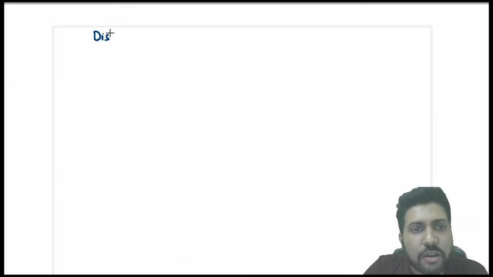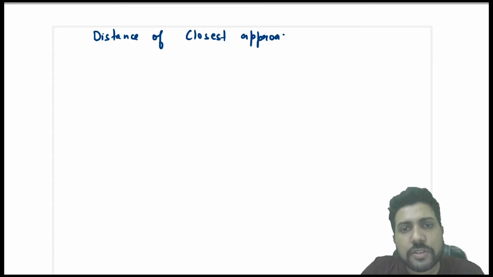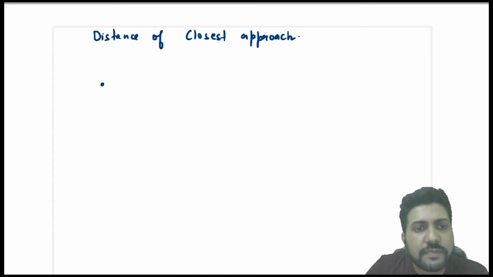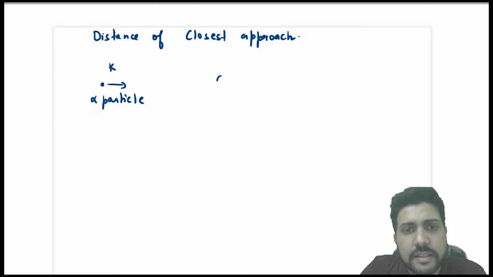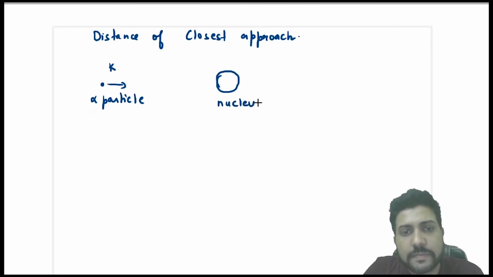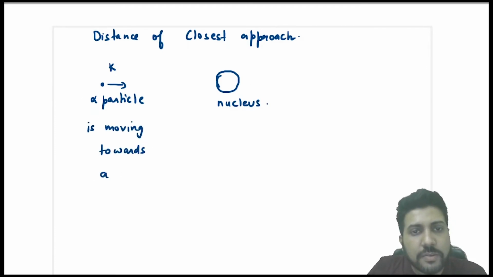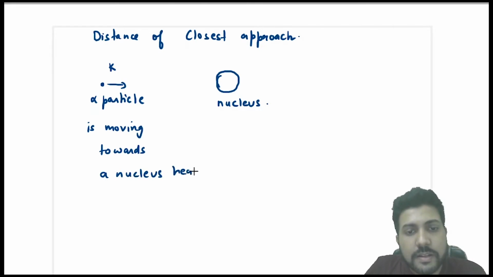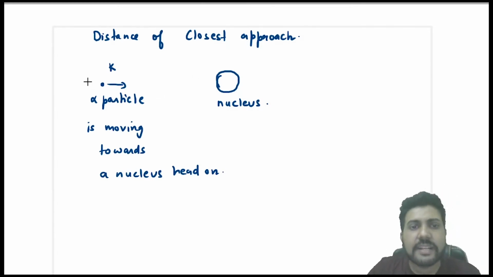The distance of closest approach. That is, if this is the alpha particle, moving with some kinetic energy k and moving towards a nucleus head on. Now if it moves towards the nucleus head on, we have seen that there is a 180-degree deviation.